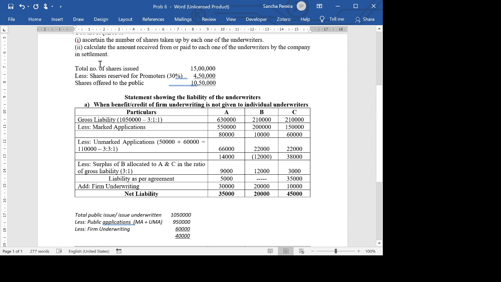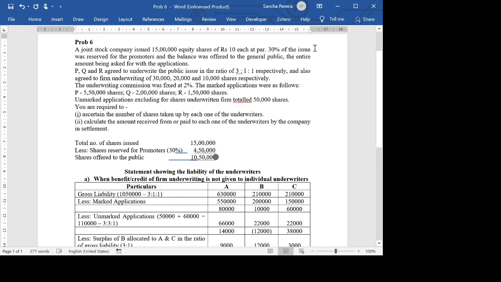So we started with the total number of shares issued, which is 15 lakhs. They've told us 30% is reserved for the promoters. So we minus that, and we are only concerned with the shares that are offered to the public. So we take 10 lakh 50,000, and that becomes a gross liability. We are not concerned with 15 lakhs. We are only concerned with 10 lakh 50,000, because that's what is underwritten.